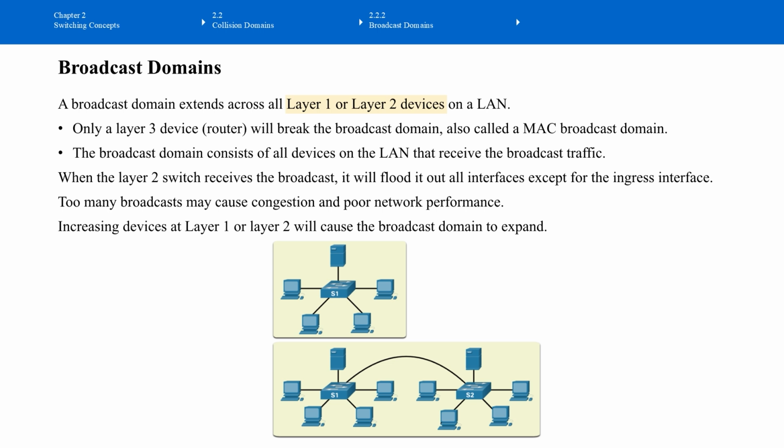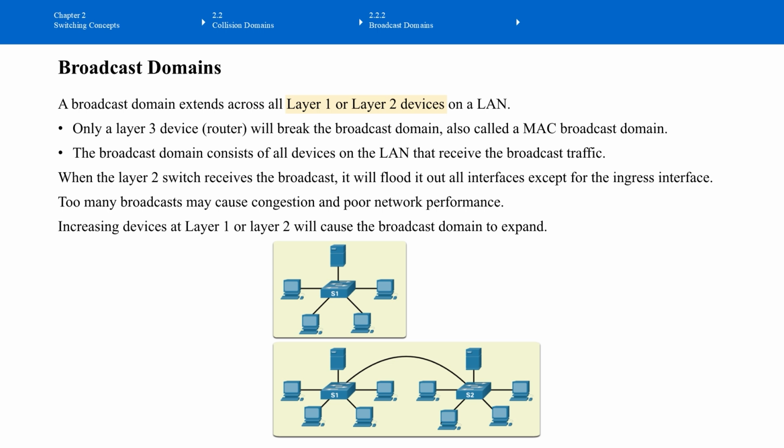When the layer 2 switch receives the broadcast, it will flood it out all interfaces except for the ingress interface. And too many broadcasts can cause big congestion. This is the reason we need to subdivide our big network into smaller pieces. Of course, not too small, but it's a bad idea to have a single domain, a single network. When the layer 2 switch starts to flood out the data, it will send it to all the devices in the same network. Too many broadcasts may cause congestion and poor network performance.